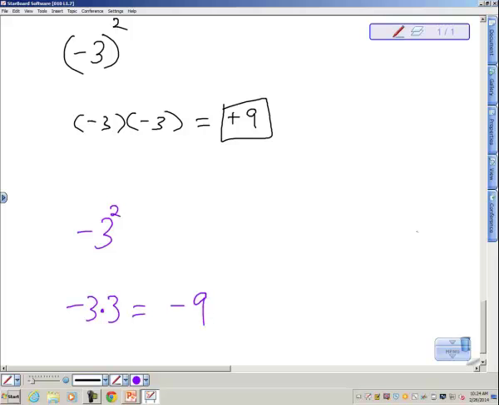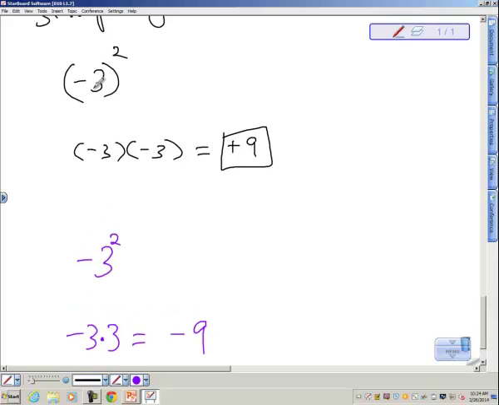Negative 9. One of them has parentheses, negative 3 in parentheses, squared. The other one has no parentheses, so you only square the 3, not the negative, because the negative is not included as part of the exponent. So the rule is: if the exponent is accompanied by parentheses, then you square the sign and the number. If it's outside of a parenthesis, you don't square the negative, just the number.